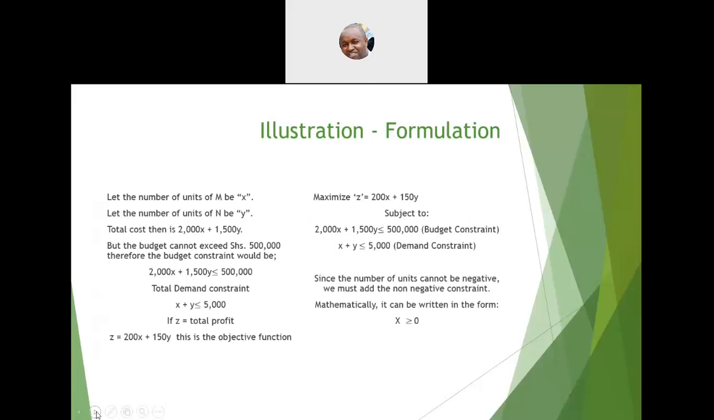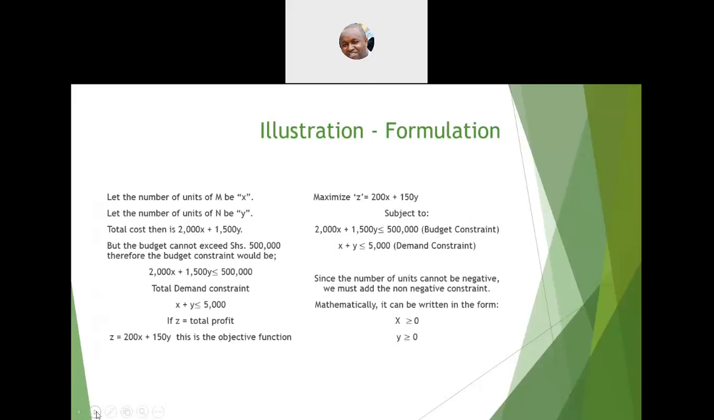X should be greater than or equal to 0. In other words, we can produce either 0 units of M or more, and then Y should also be greater than or equal to 0. So that is the formulation part. Okay, that is the formulation part.